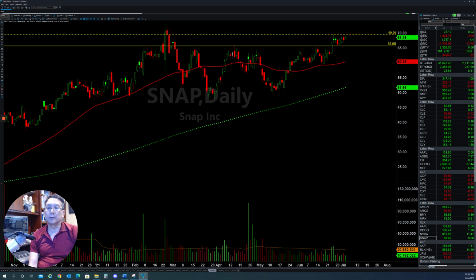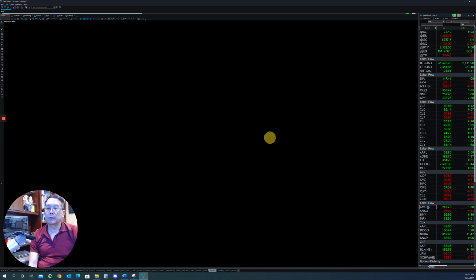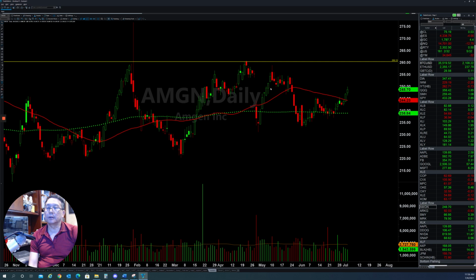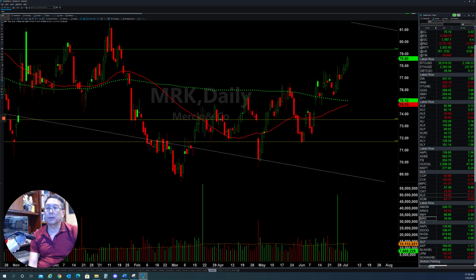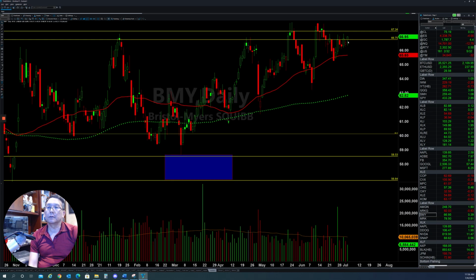And if you look at healthcare, biotech, it's still doing well. It's a strong sector on the move to the upside right now. And a lot of stock in this sector is doing well. Also, like Amgen, okay, they just broke out, stayed above 50 and continue to the upside. And MRK, that's another one, breakout on the move to the upside. BMY, that's another one that tries to find a way to get out there.